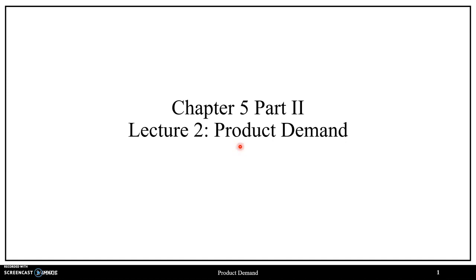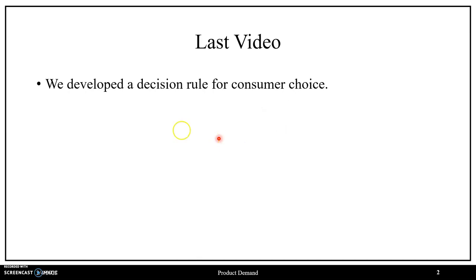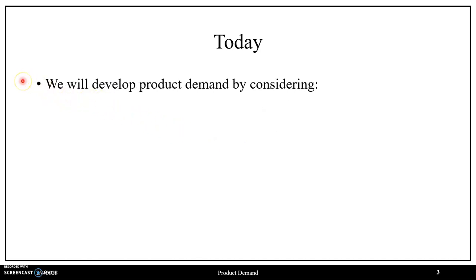In this video, we conclude our discussion on Chapter 5, Part 2, where in our last video we developed a decision rule for consumer choice. In today's video, we will develop product demand by setting up some preliminaries to then derive product demand itself.